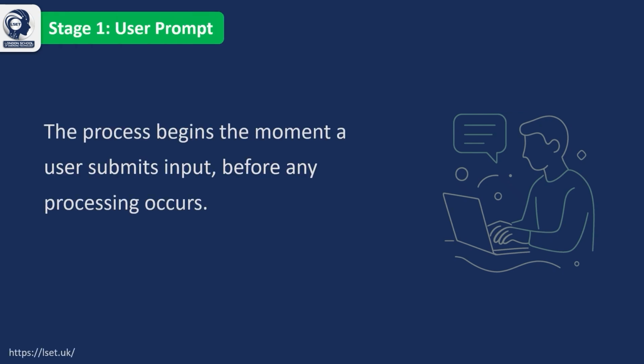The first stage in the LLM pipeline is the user prompt. Everything begins when a user types a question, instruction, or request into the AI system. This prompt tells the model what information is needed and provides the context for the conversation. At this point, the input is still plain text. The AI has not yet analyzed or interpreted its meaning. It simply receives the prompt and prepares it for processing.